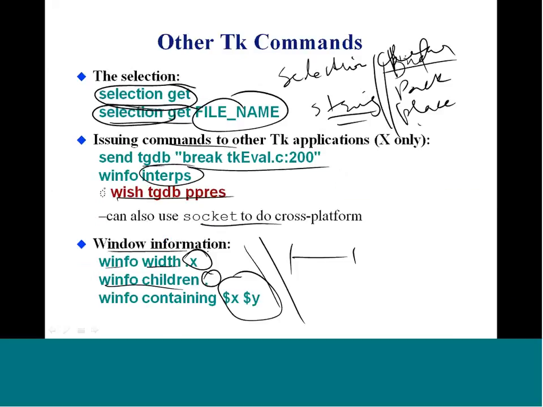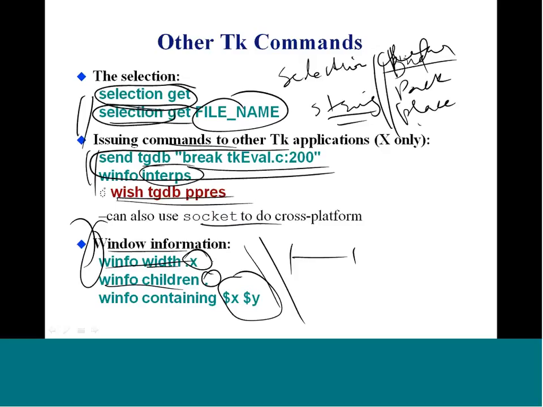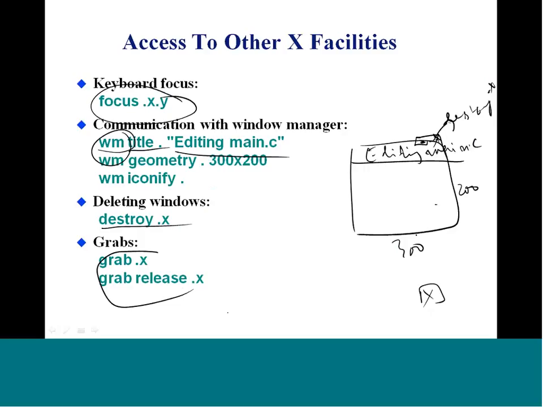We also saw some other Tk commands, like selection get, which gives a reliable event in the memory. When we want to issue commands to other Tk applications, we set these two params and then run the command, and it should be fine. We can also get window information, that is winfo with winfo children, winfo containing $X $Y, things like that. And then we can also access the keyboard focus using the focus command.